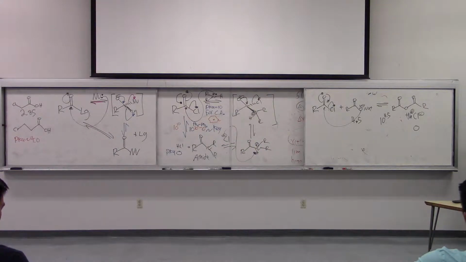And nucleophilicity correlates with pKa. So the lower the pKa, and a pKa tells you how stable the conjugate base is. So the lower the pKa of a conjugate acid means its conjugate base is going to be more stable. And so if a conjugate base is more stable, it's likely to be less nucleophilic.